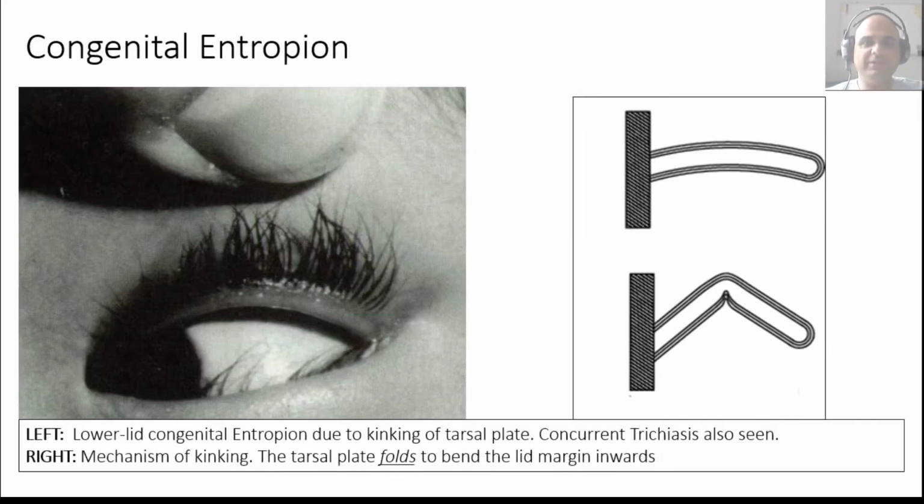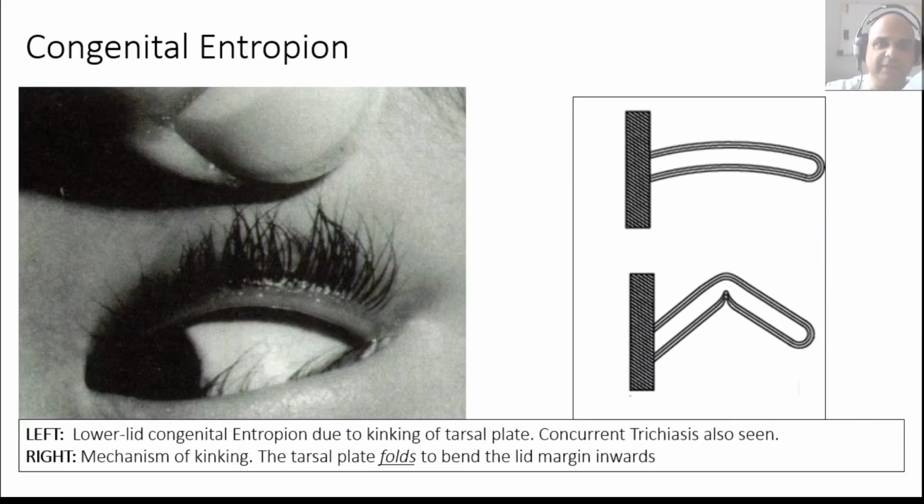So we'll start with congenital entropion, and it is happening because the lower lid support structures are so weak that the lid is basically folded onto itself. So this is a normal lower lid, and the eyeball is right here. And this is a kinked or folded lower lid because the support structures within the lid are very weak. So the lid basically folds on itself.